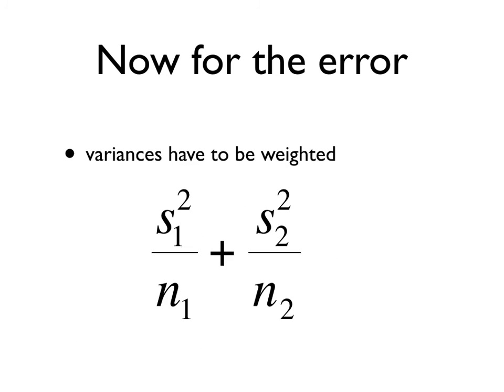Now the error is a little bit weirder because I think you can see where the stat part comes in and where the parameter for H0 comes in. The error is weird. We have to weight the variances. Because what if they have two different n's? We have to divide by the number of subjects. So s squared sub 1 divided by n sub 1 plus s squared sub 2 divided by n sub 2. And you might say, why don't we subtract them? Because you can't.